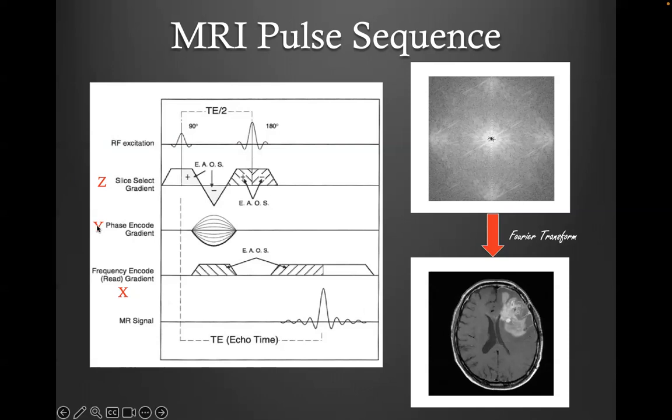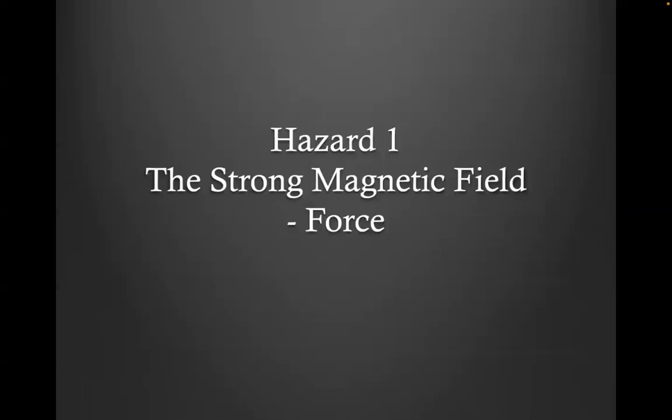So you have X, Y, and Z gradients that turn on and off. Then you have your RF excitation that's turned on very early on. And then you have your MRI signal being collected while it's being encoded. After encoding, your MRI signal is in this so-called Fourier space, where you will not know what you are imaging. But after Fourier transform, you actually get your brain image, or any anatomical image for MRI.